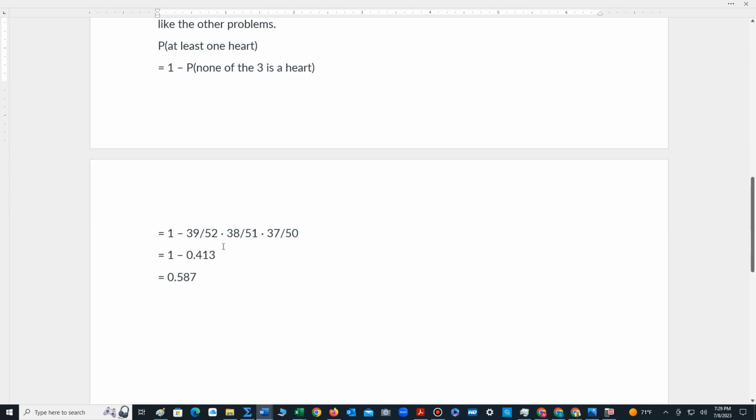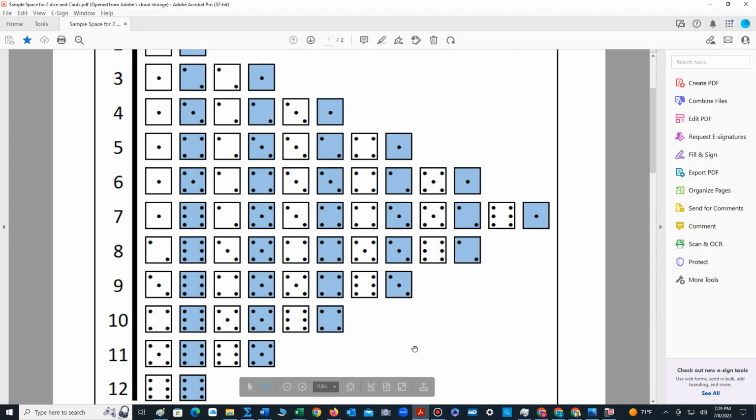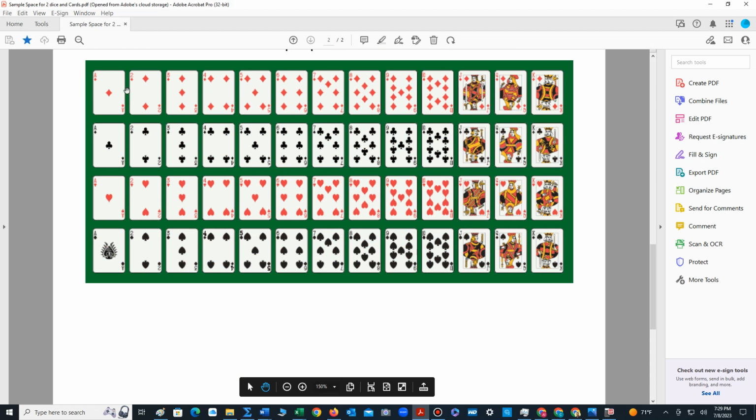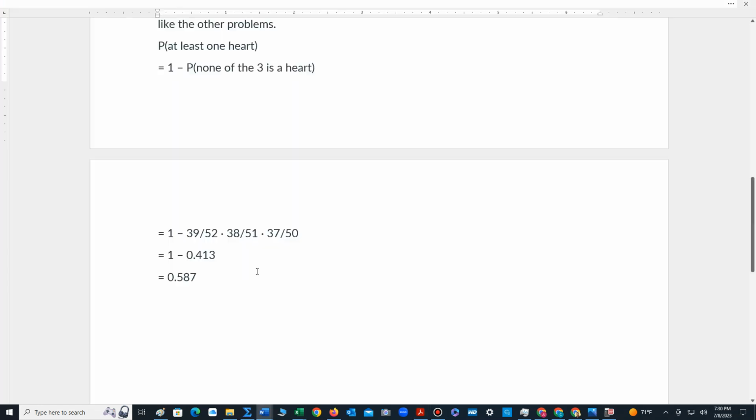Well, how many cards are not hearts? We can look at our deck of cards. We have 52 cards. There's 13 hearts. 52 minus 13 leaves us with 39 cards, diamonds, clubs, and spades that are not hearts. So the chance that the first of the three cards is not a heart is 39 out of 52.